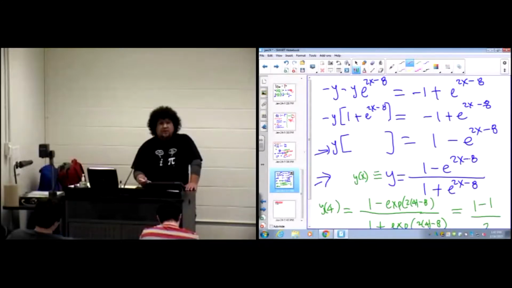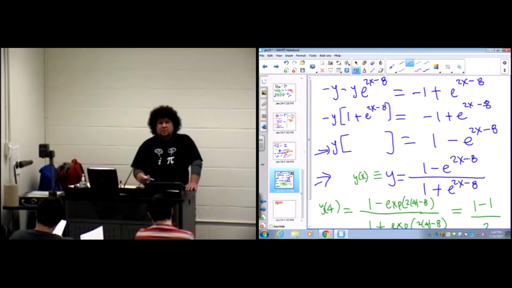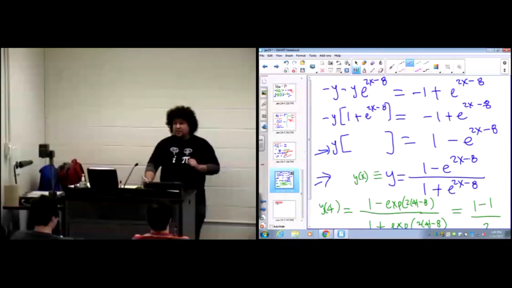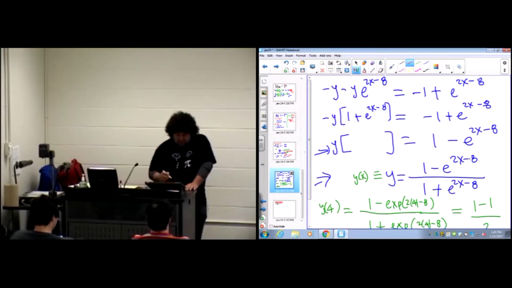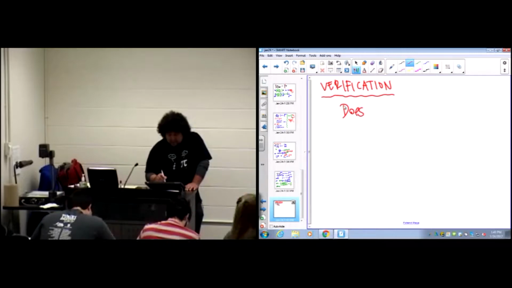So verification is whether the solution satisfies the ordinary differential equation. So you may think this is brutal. Yes, it is brutal. So here it is, y equals 1 minus e to the 2x minus 8, and the denominator is basically that same thing, but with a plus.